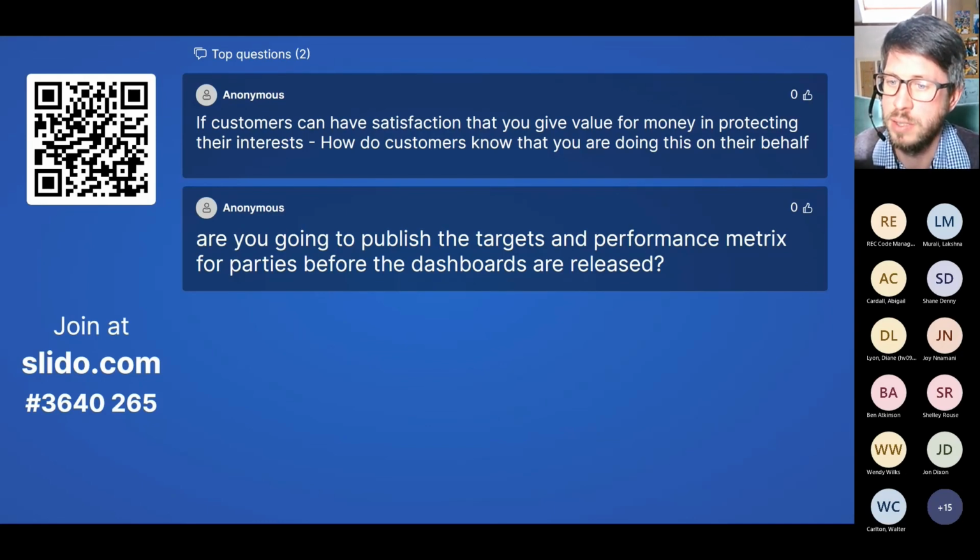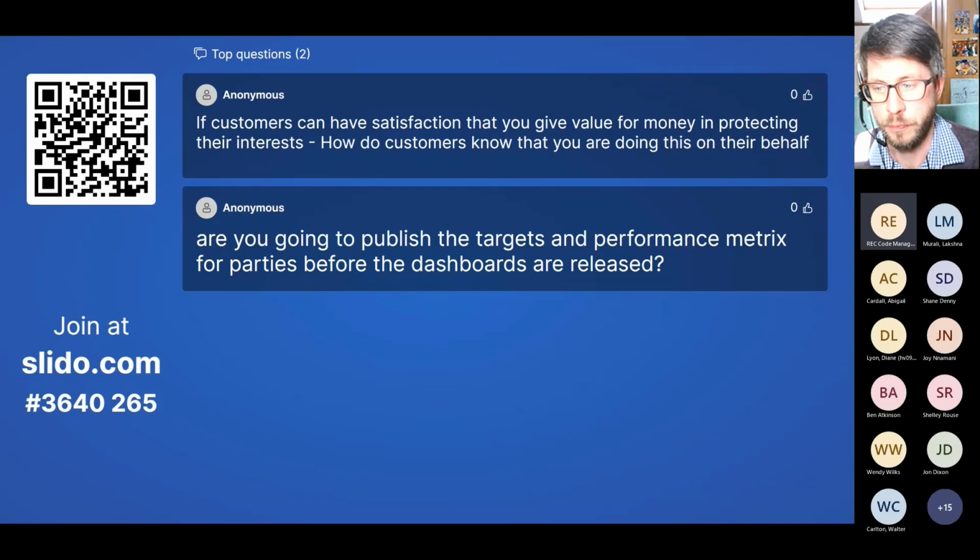There is a piece here. How do we make this visible? Perhaps we make our annual report available on a non-login part of the REC portal. Perhaps there's something more that we can do. I don't have the answer right now, but I think we should take that one away. It's a good question.